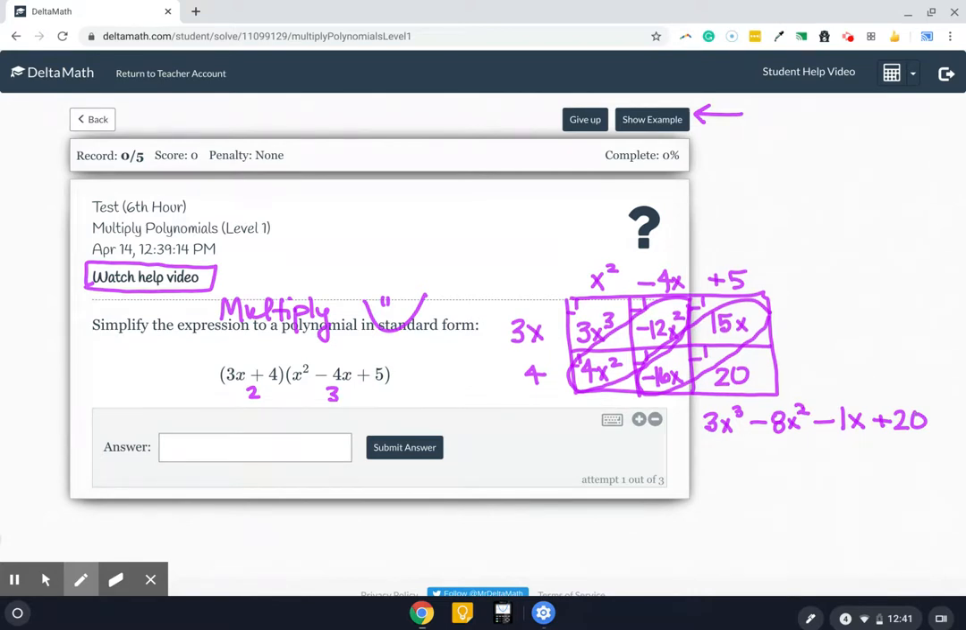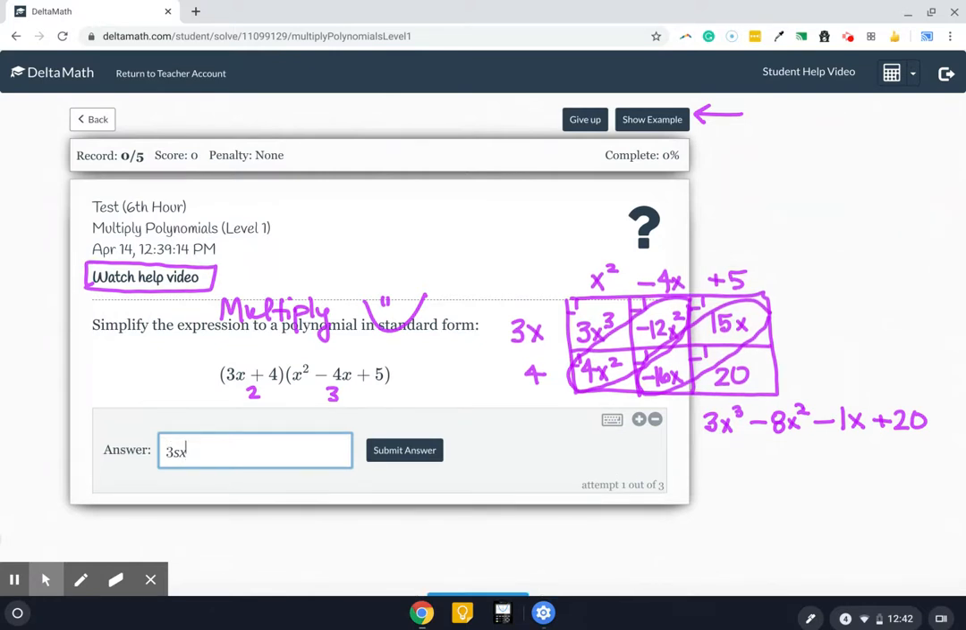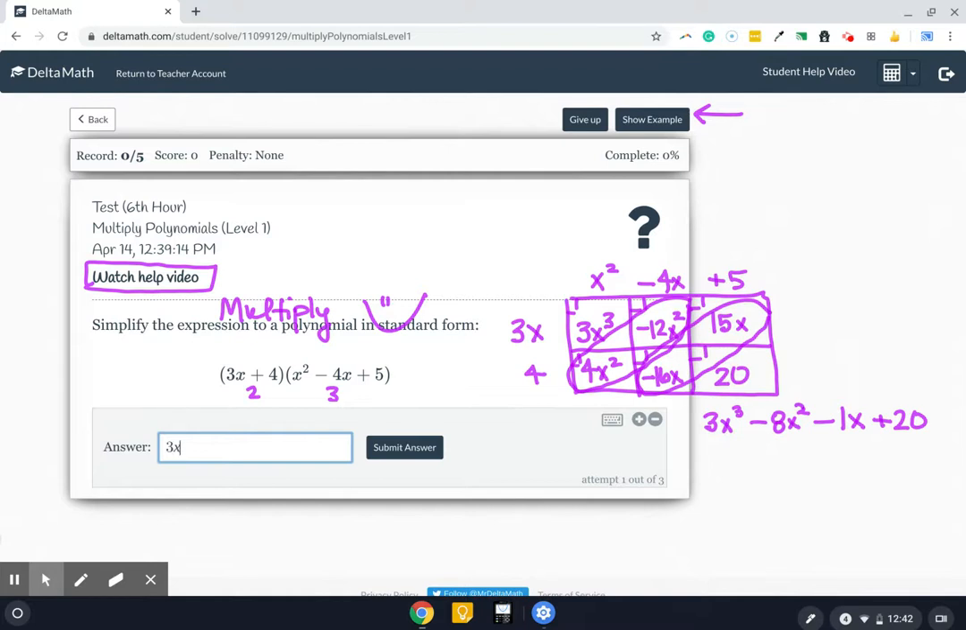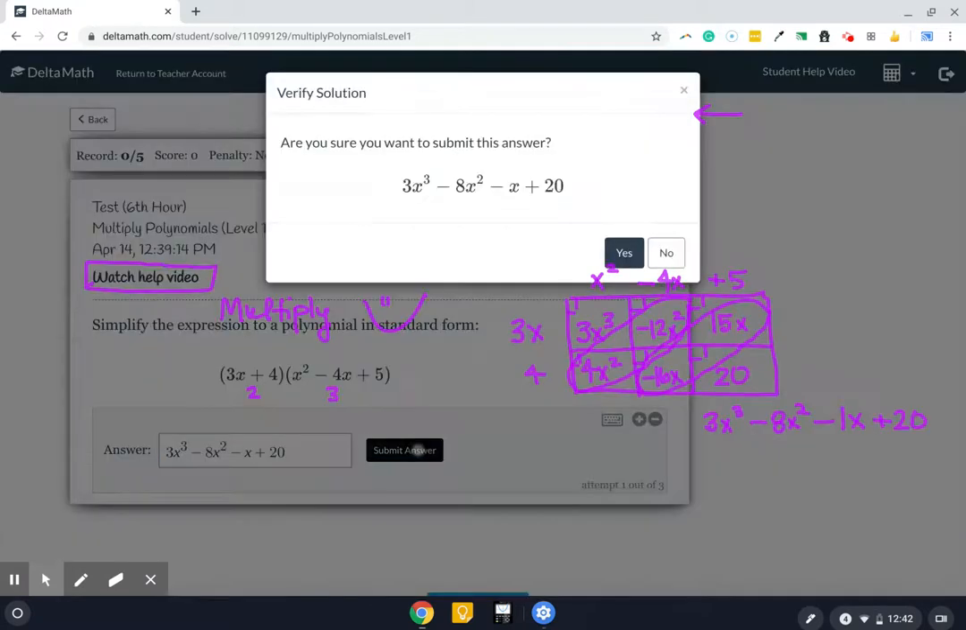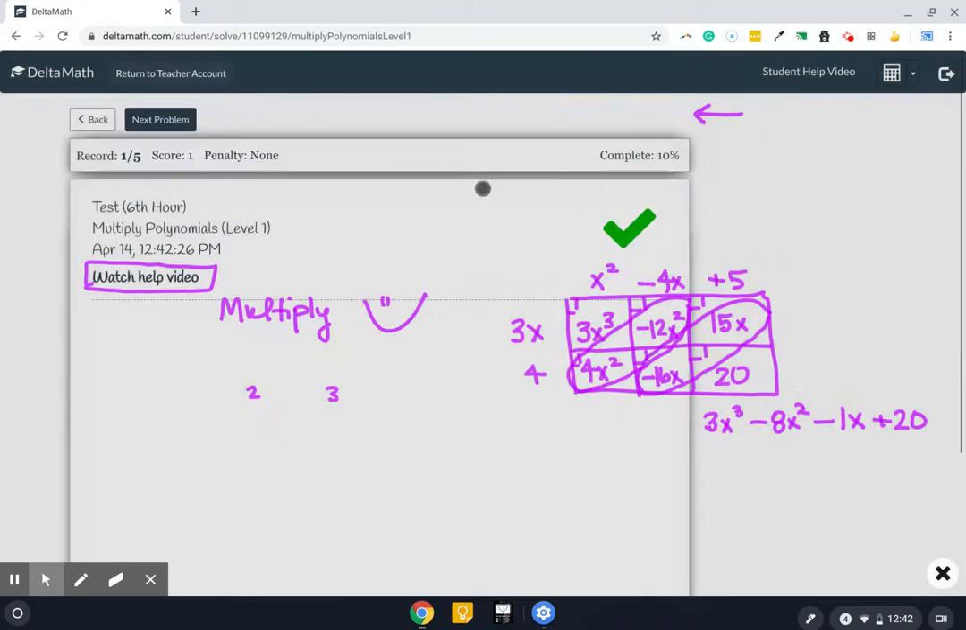So that answer is going to go in the answer box now. 3x to the third. Whoa, not sure where the s came from. We said when we collect like terms, we get a like term. So we do not want any extra letters in here. I'm not putting a 1 in front of the x because I'm just not feeling it. Okay. Submit my answer, and hopefully Delta Math thinks I'm a star.